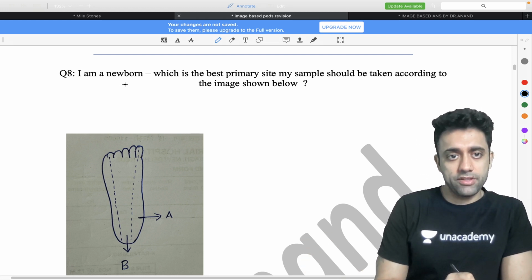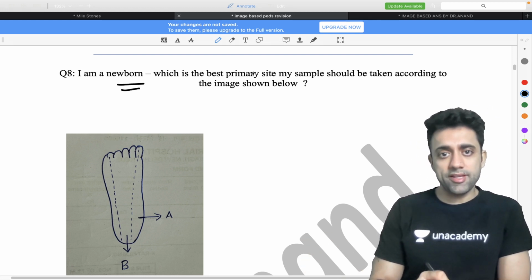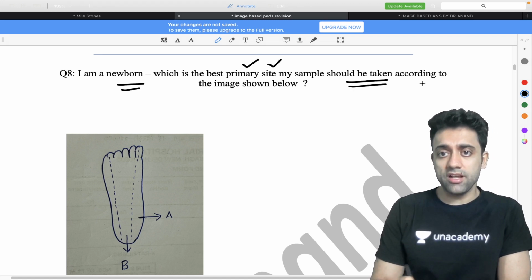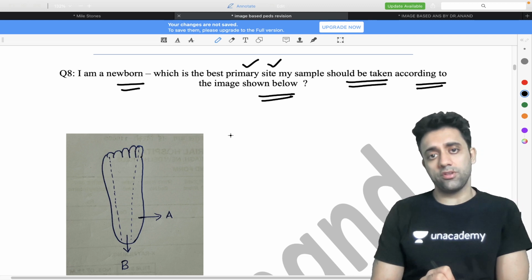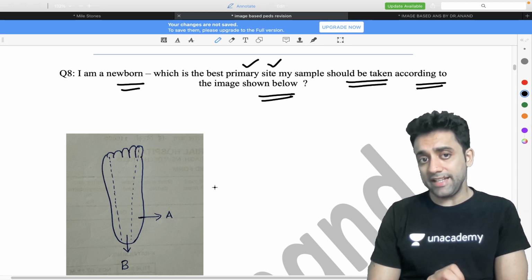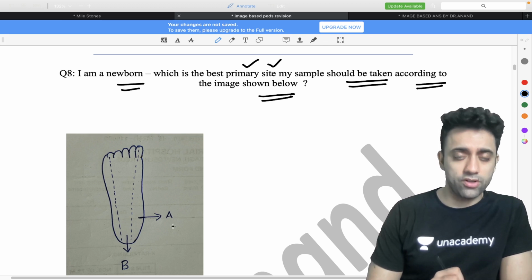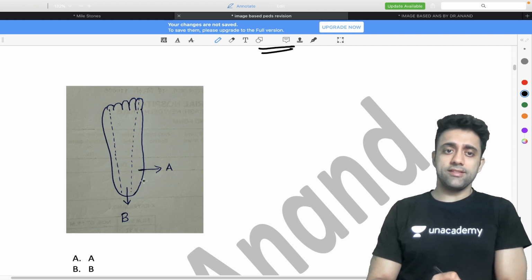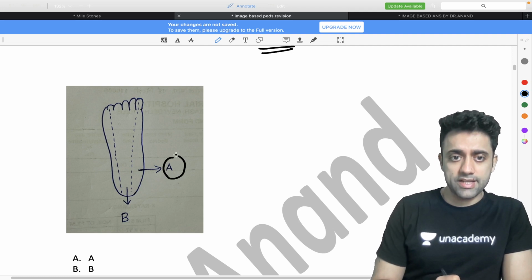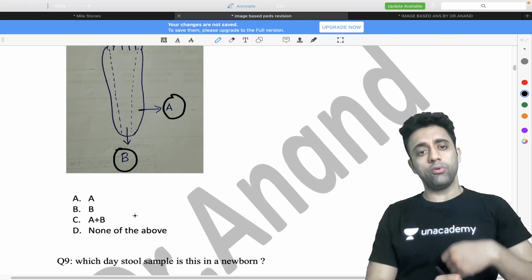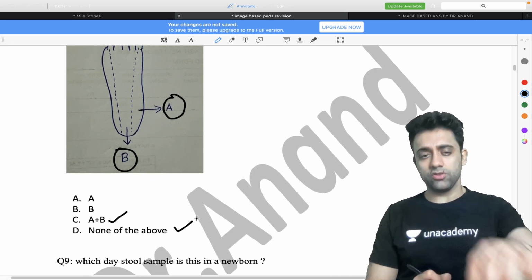Question number 8. I am a newborn, which is the best primary site? My sample should be taken according to the image shown below. In a newborn, if you have to take a sample, which is the best site? If I show you the sole of the baby, the options are: is it good to take the sample from point A, or from point B, or both are okay, or none of the above? So what do you think?